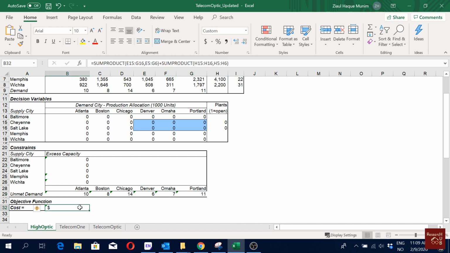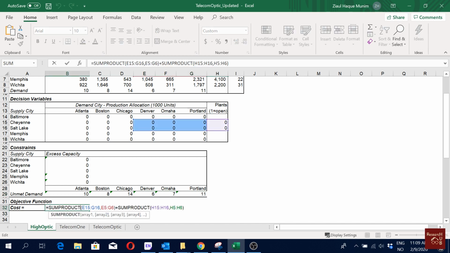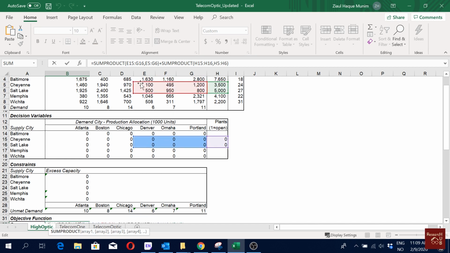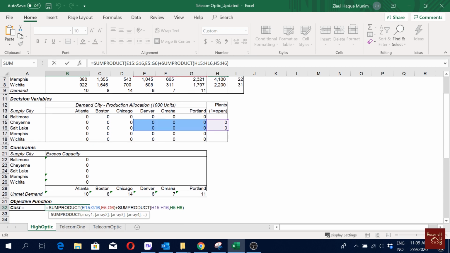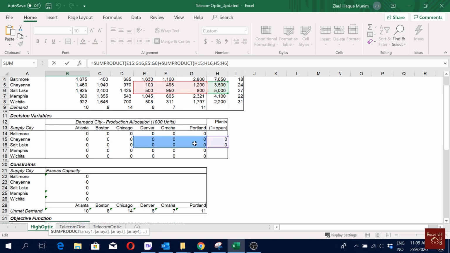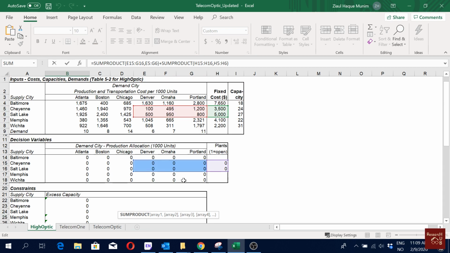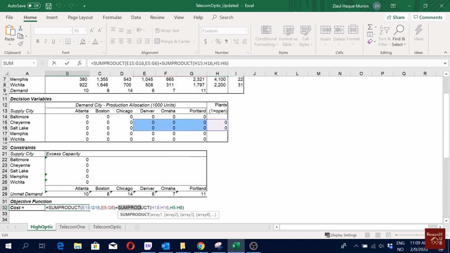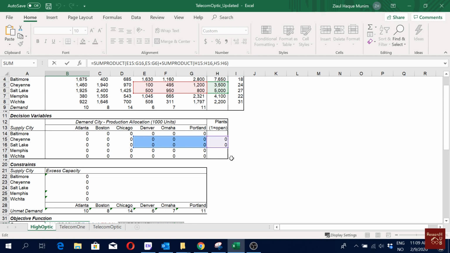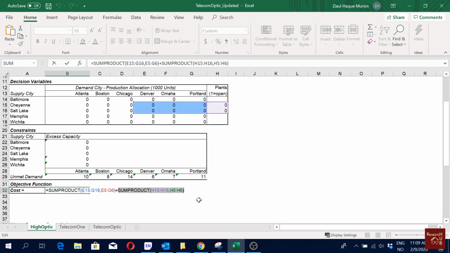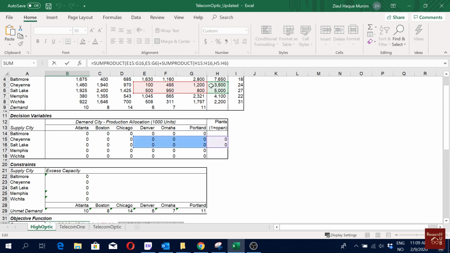If we look into our objective function, that is to minimize the cost. First we have E15 to G16, this part, the units we supply multiplied with the cost for delivering the units. We do the SUMPRODUCT so that each of them gets multiplied and then added up. Then we also have some fixed cost. This part is the variable cost, but we also have the fixed cost, which comes here. If my plant is open, then I will have some fixed cost, and that comes into this part of the equation. If the plants are closed, we'll have 0, so no cost.